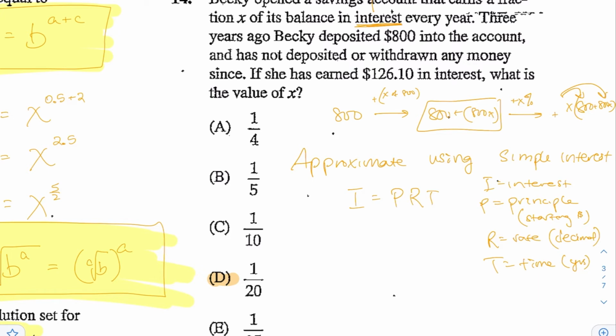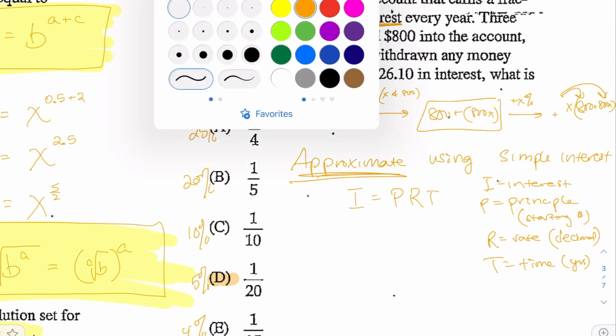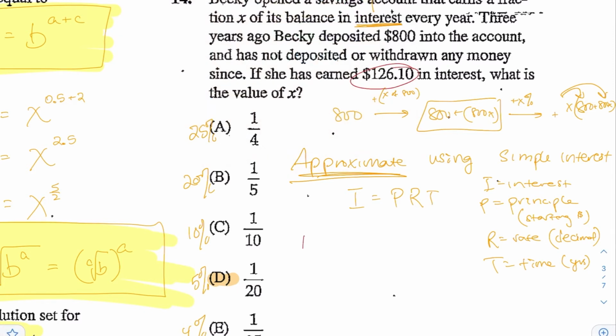So we're using this to get an approximation because the choices are pretty far away from each other. 1/4 is 25%. This is 20%. 1/10 is 10%. D is 5%, and this is 4%. So if you substitute in, the interest that you get is $126.10. That's equal to the principal, or $800, times the rate, which we don't know, times the time, which is 3.